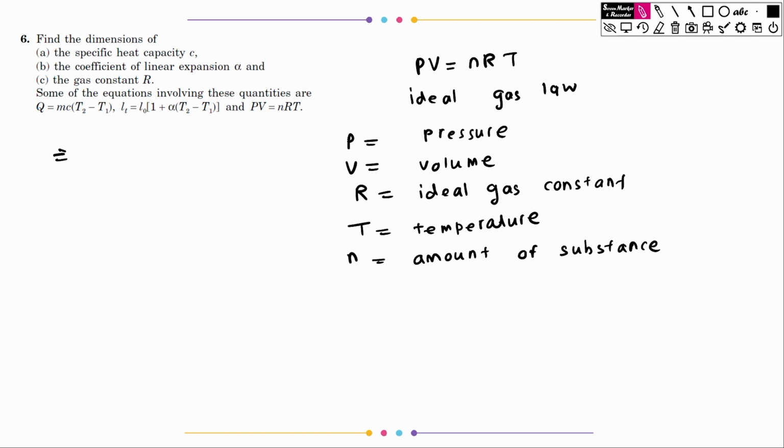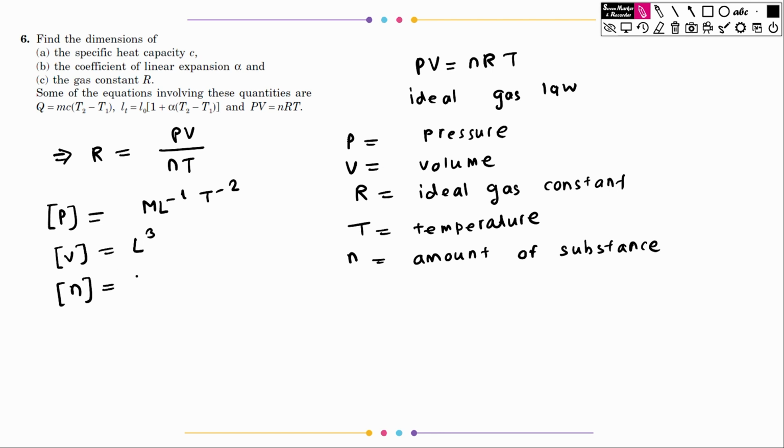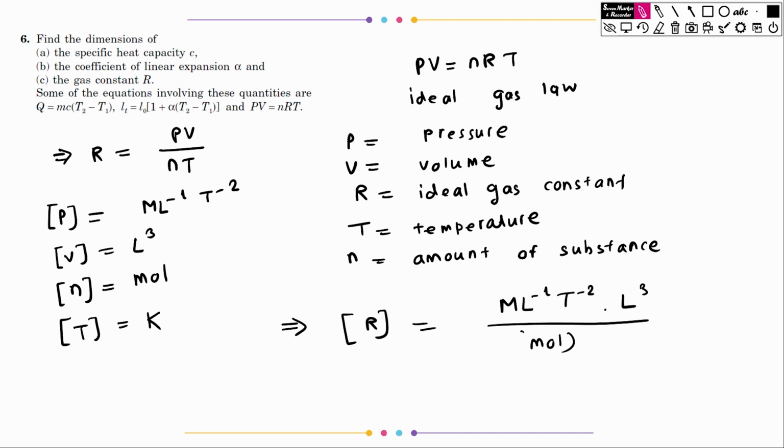Now taking R on the left hand side, we can rewrite the equation as PV divided by nT. Now pressure is force divided by area, and we have already derived dimension of pressure is M L to the power minus 1 T to the power minus 2. Then comes volume. Volume is length cube. Then comes amount of substance whose dimension is mole. And then comes the temperature, which is represented by capital K. Therefore, putting all these values, we can write dimension of gas constant R as M L to the power minus 1 T to the power minus 2 into L cube divided by mole into K. So rearranging, we can write the equation as M L square T to the power minus 2 K to the power minus 1 mole to the power minus 1.